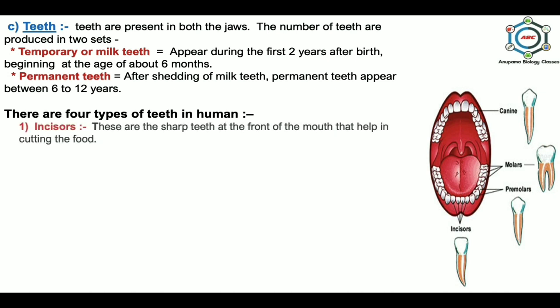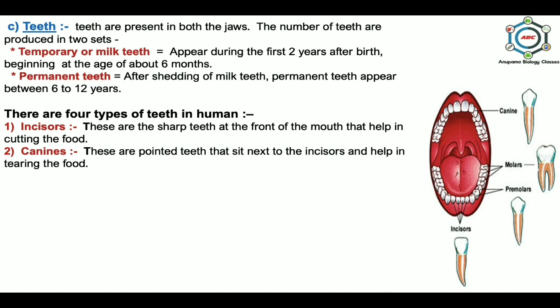So the first one is the incisor, which is sharp teeth at the front of the mouth that help in cutting the food. In the picture you can see the arrow indicates the incisor, which is present on the front of the mouth. After that, canines, which are pointed teeth that sit next to the incisor and help in chewing the food. This is the canine.